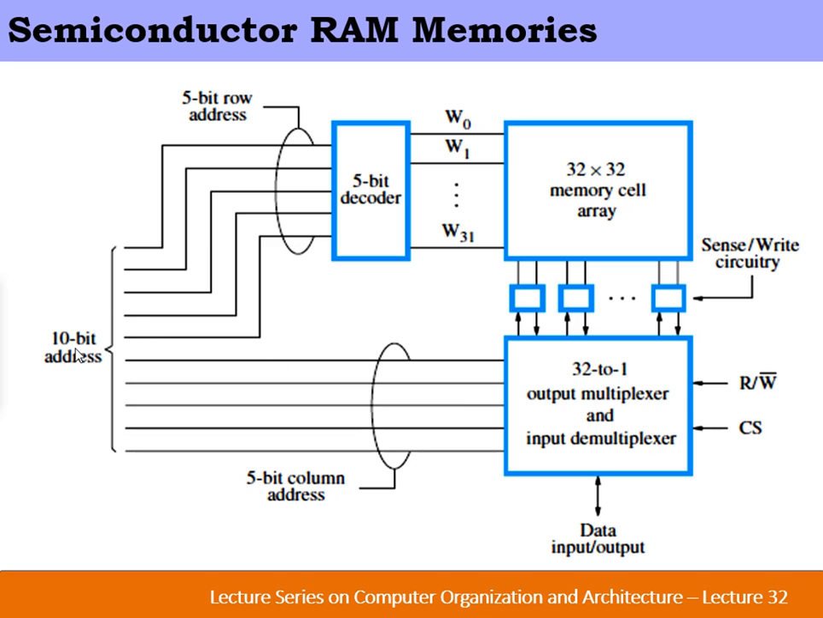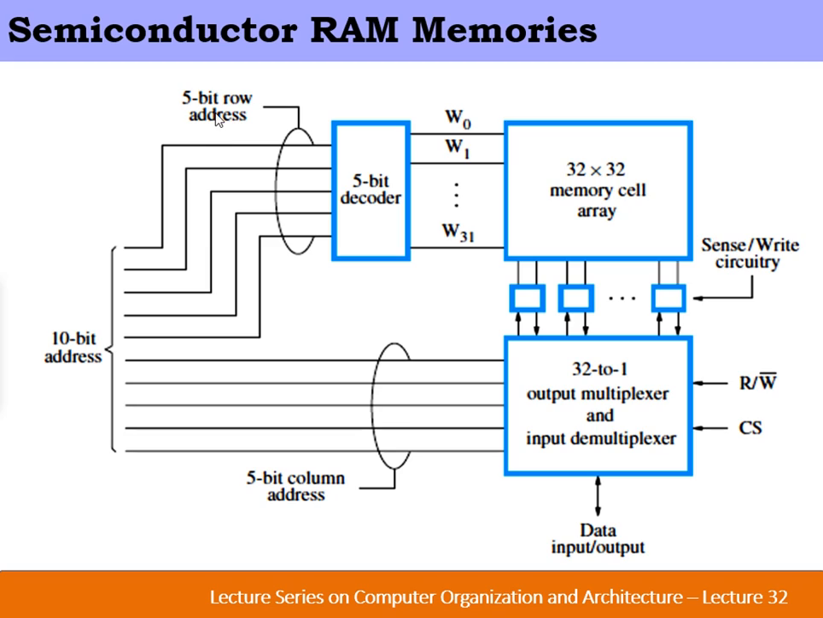Now, the 10-bit address is split into 2 parts, 5 bits each. 5 bits will concentrate on the row address, and the other 5 bits will concentrate on the column address.